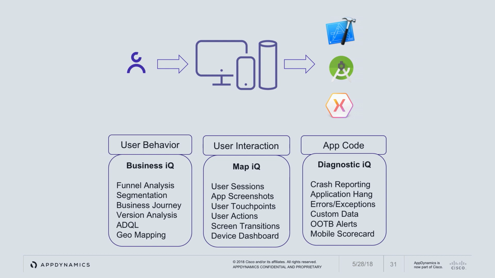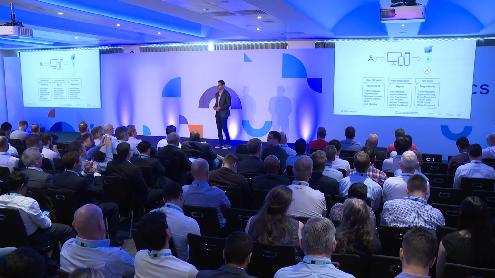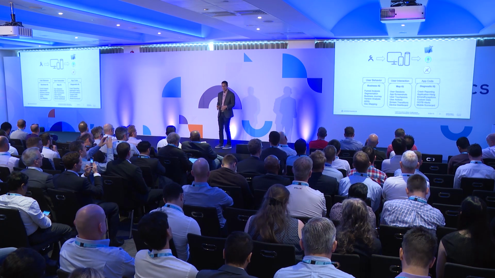Things like crash reporting, that the application is hanging, errors and exceptions. Also, things like custom data, out-of-the-box health rule alerts, mobile scorecards. Some of these things are what would help you debug the issues, diagnose the problems really quickly. Let's take a few examples of that scenario.